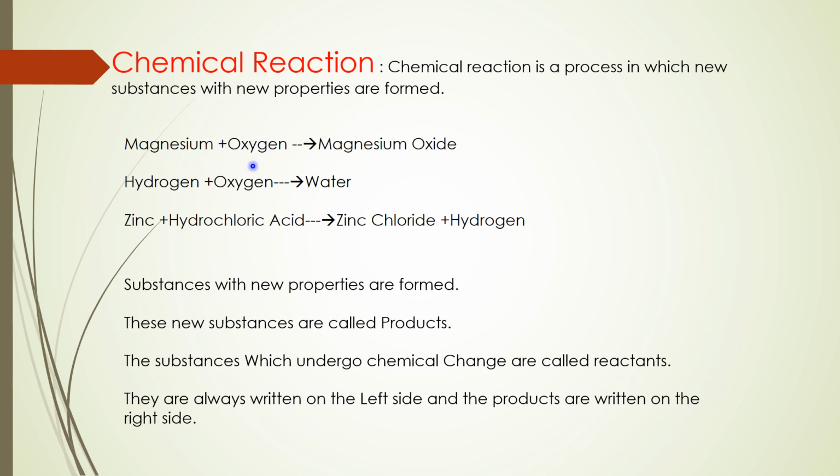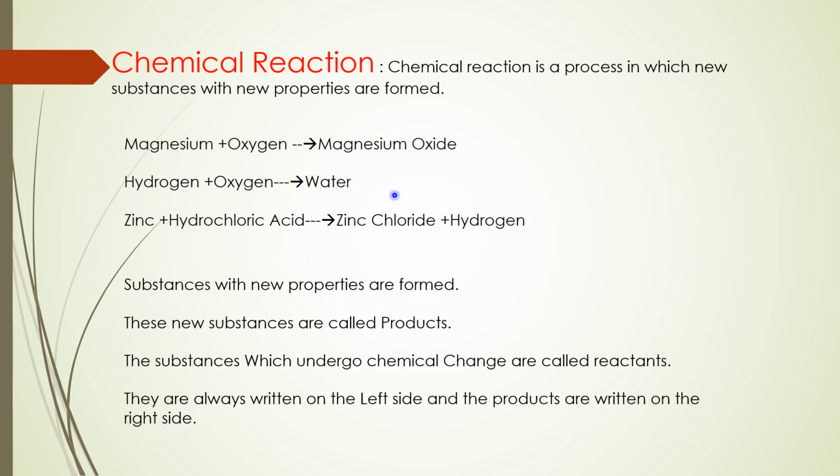Observe this reaction. Magnesium burns in oxygen to give magnesium oxide. Magnesium and oxygen are the initial substances, so they are known as the reactants, and magnesium oxide is a new substance, the product. Here also, hydrogen and oxygen are the initial substances, so they are known as the reactants, always written on the left hand side. Next, water is a new compound. It is written on the right hand side.